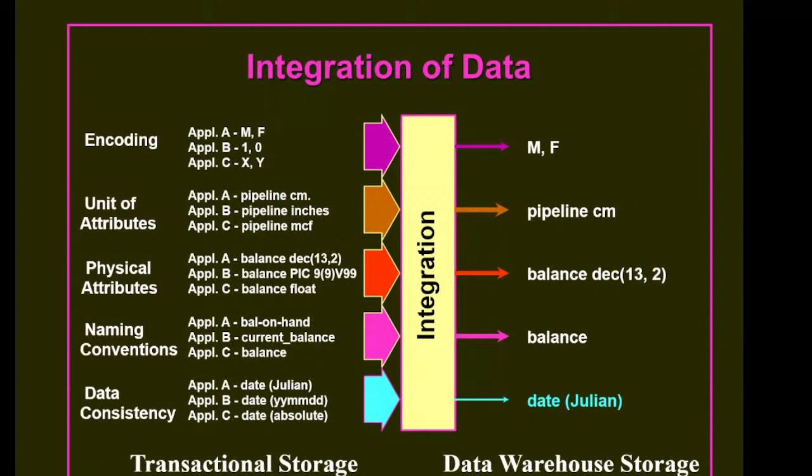For example, you can spend some time here. So in one application, sex is declared as MRF. In another application, sex is defined as 1 or 0. In another application, sex is defined as X or Y.